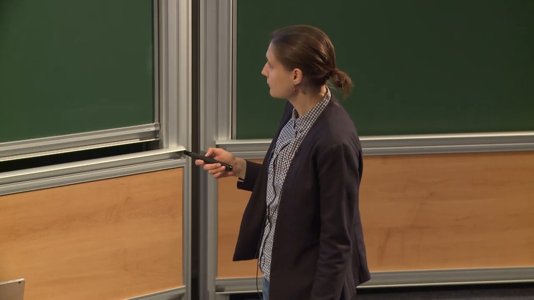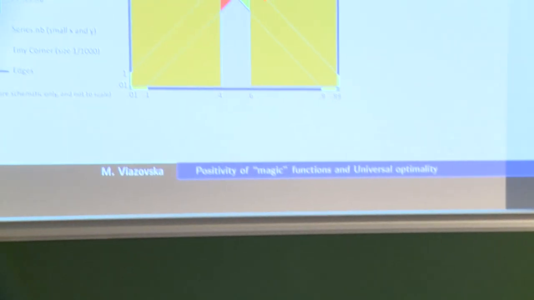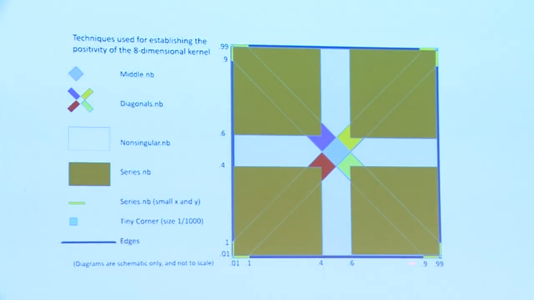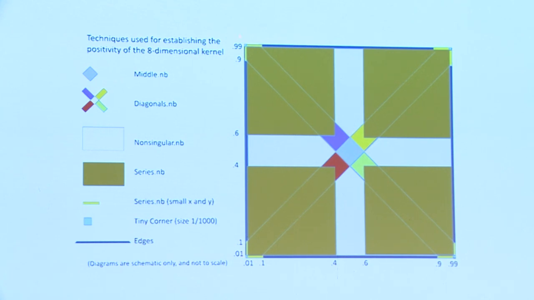The problematic points which we had were the diagonals, and the point where two diagonals intersect, which is like using L'Hopital's rule twice. And we also have to do something about edges. And maybe the most unpleasant points are these small corners, where three different singularities intersect: two edges and also one diagonal. So they require the most work. And here is the picture of each of these regions. Positivity on it was checked by a different program.